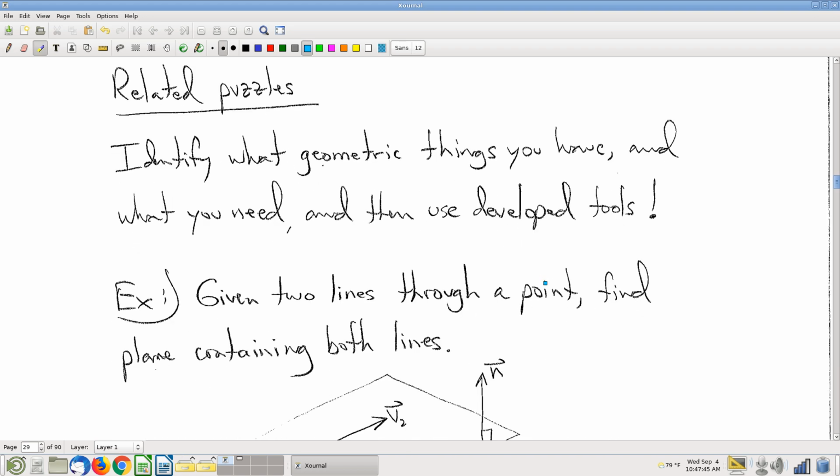Okay. So we've already kind of talked about the puzzle aspect of this material in this section. I'm going to give you some geometric things and ask you to find related geometric things. And how do you solve those puzzles? So here's the big strategy for solving the puzzles.